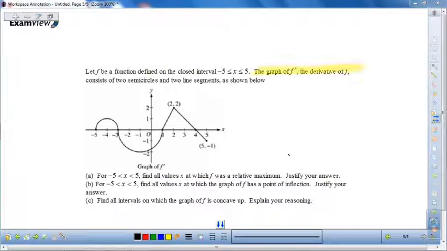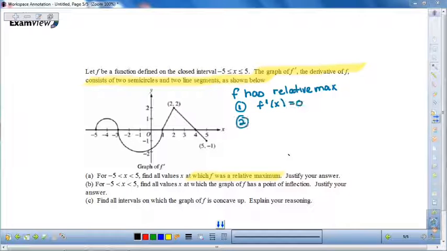So for this problem, we are given the derivative of f. So we are looking at the derivative. Okay, so this is the graph of my derivative. And we want to find where f has a relative max. So if you remember, f has a relative max when 1, the derivative is equal to 0, and 2, the derivative changes sign from positive to negative.